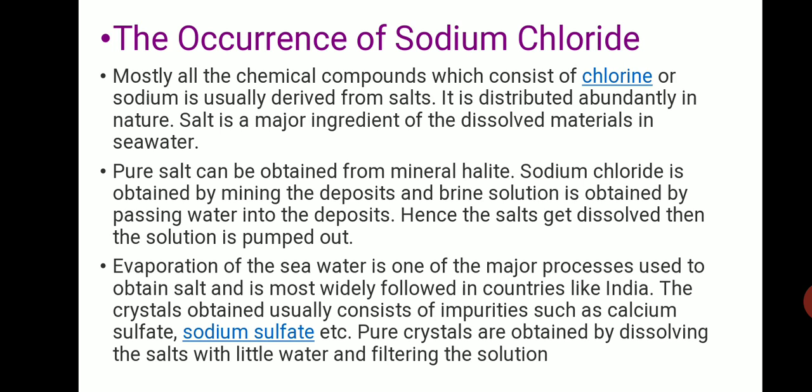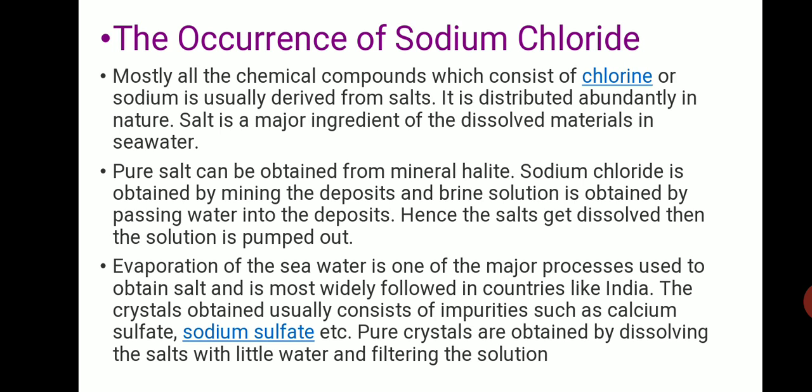Then let us look at how common salt is obtained, or where sodium chloride occurs. Common salt occurs naturally in seawater and as rock salt. Common salt occurs in dissolved form in seawater. As you all know, when we drink seawater, its taste is salty. That means it consists of sodium chloride. Not only sodium chloride, many other salts are also present in the seawater.